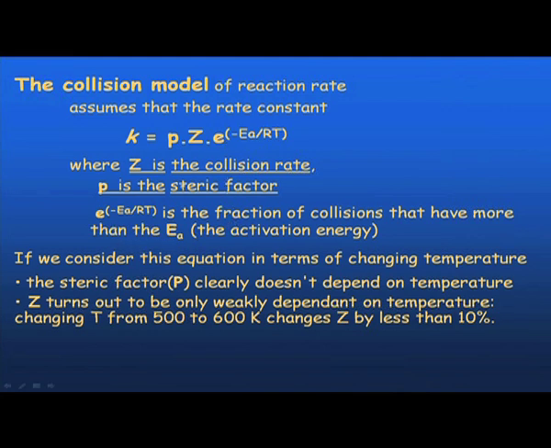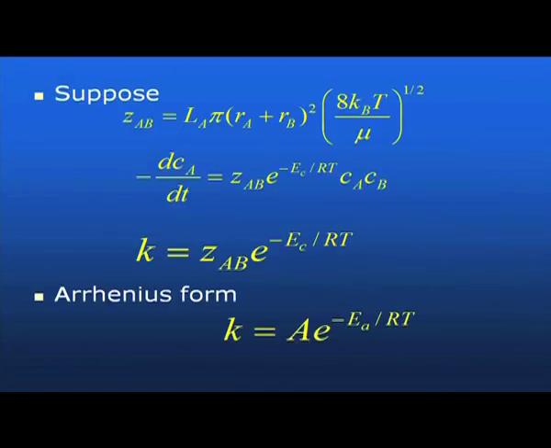So, this exponential term, e to the power minus Ea by RT, is the fraction of collisions that have at least this requisite amount of energy. That is called your activation energy. If we consider this equation in terms of changing temperature, the steric factor clearly does not depend on temperature, and Z turns out to be only weakly dependent on temperature. How? It is not exponentially dependent on temperature. If you come to the expression for ZAB, you see it has a root over T dependence. So, it is not a very strong dependence.